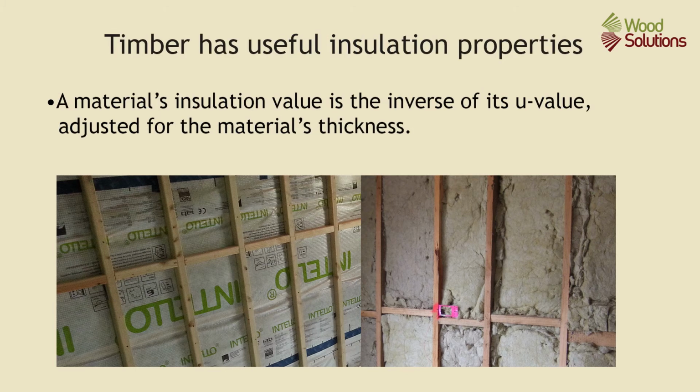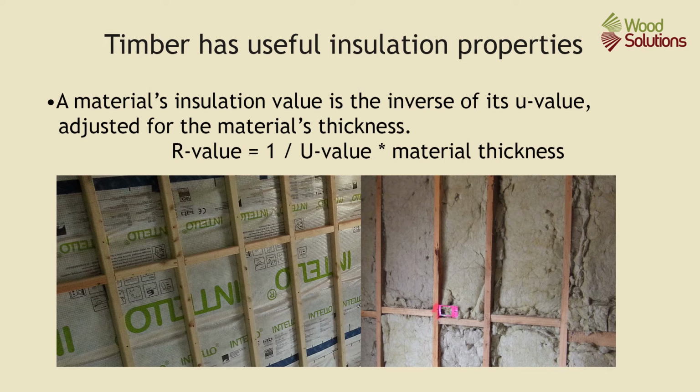A material's insulation value, or resistance to heat flow, is the inverse of its U value adjusted for the material thickness. This is known as the material's R value. The formula for this is a material's R value is equal to 1 divided by its U value times the material thickness in meters. R values are regularly used when insulated products are discussed. For example, insulation may be an R2.5 or R4 product, and we know R4 is a higher level of insulation.